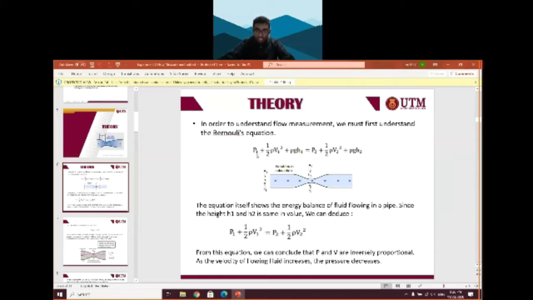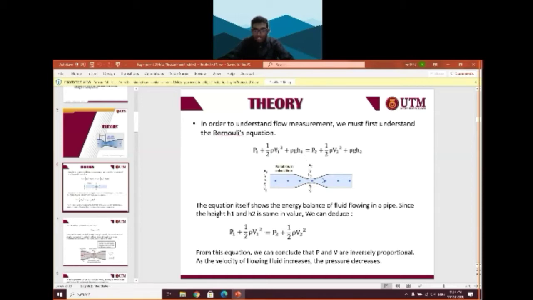Bernoulli's equation is, as you can see, P1 plus 1/2 rho V1 squared plus rho g h1 equals P2 plus 1/2 rho V2 squared plus rho g h2. This equation represents the energy balance of a fluid flowing through a pipe. As you can see, P is the energy from the pressure, 1/2 rho V1 squared is the kinetic energy, and rho g h is the potential energy.